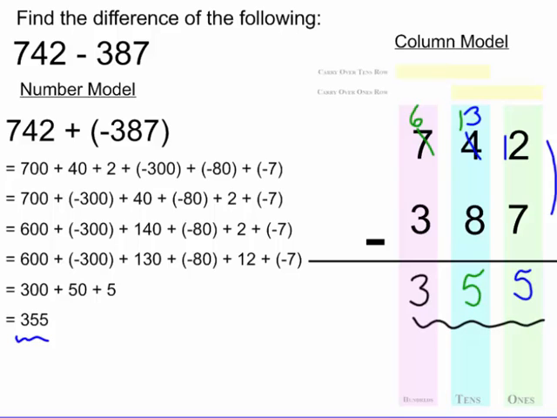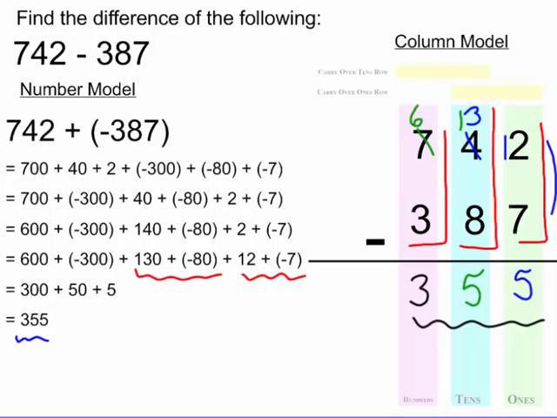I will point out this piece right here. This 12 minus 7, there it is. This 13 minus 8, or really 130 minus 80, there it is. And lastly, the 6 minus 3 in the 100s column, or 600 minus 300, that's this piece right here. There it is in the number model. So we can see where all the pieces come from. As we get more comfortable, you'll start to find that the column model is really effective and very quick.